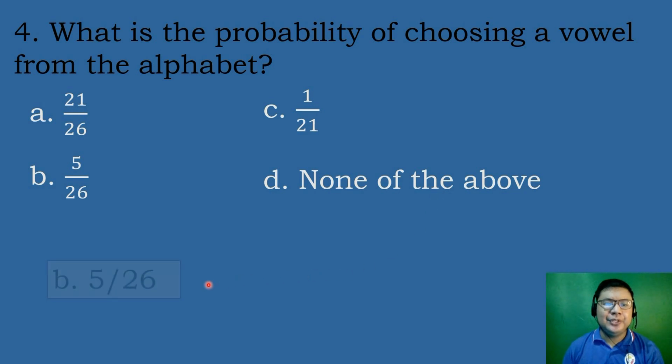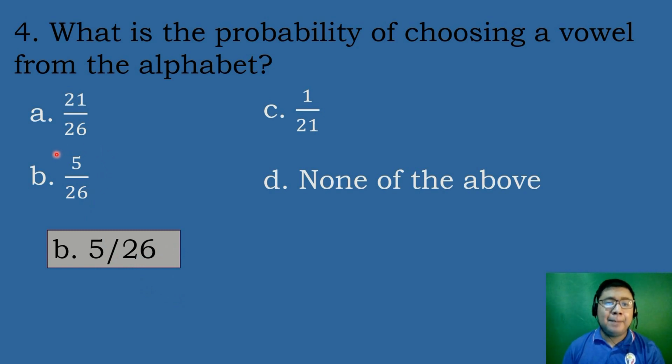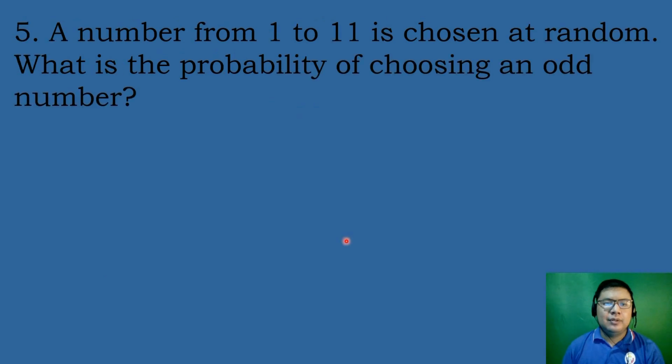Alright, very good. The correct answer is 5 over 26. We have 5 vowels in the alphabet, which are A, E, I, O, U. So those are the 5 vowels over 26, because we have 26 letters in the alphabet. So the answer is 5 over 26.